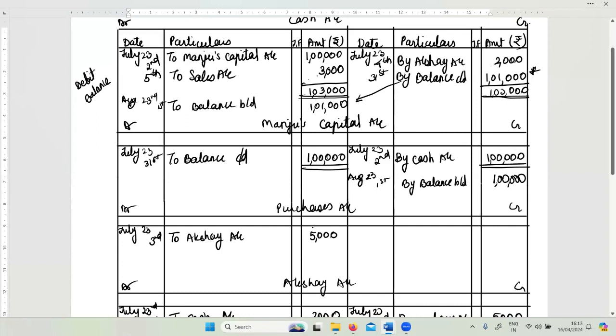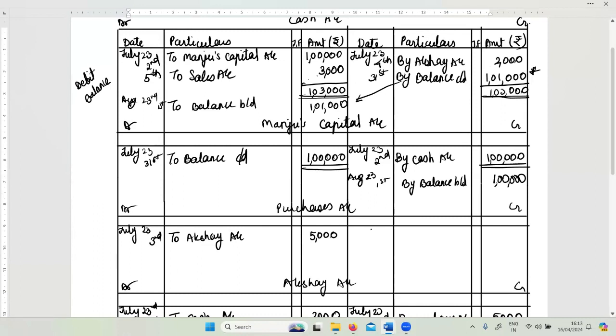Next is now purchases account. Purchases account, debit side is Akshay's account, 5,000. Credit side, there is nothing. So what balance this purchase account has? It has debit balance because debit side is more. This account has debit balance.